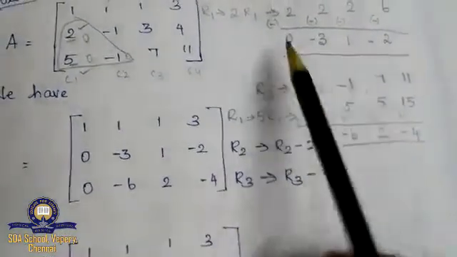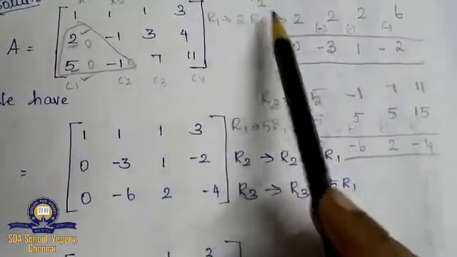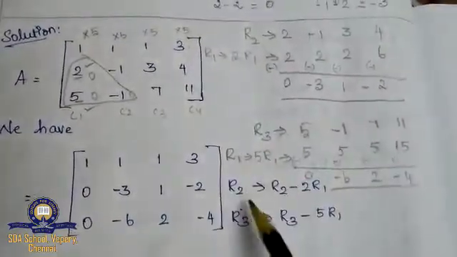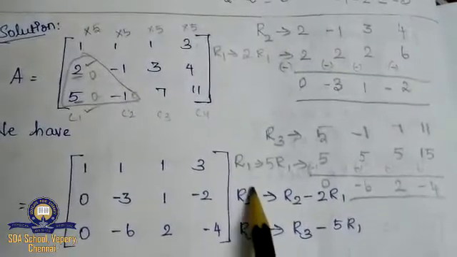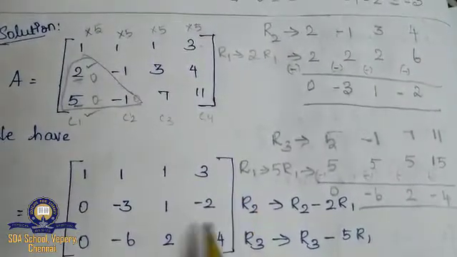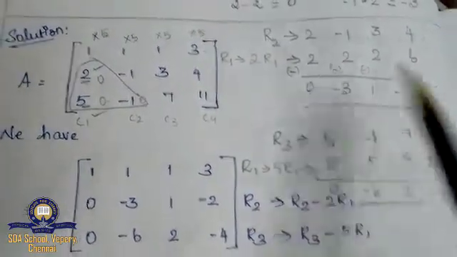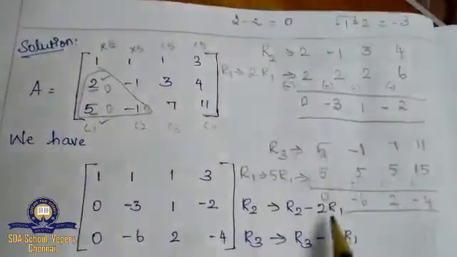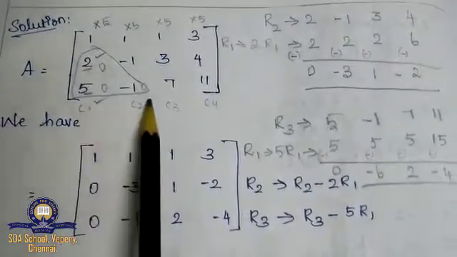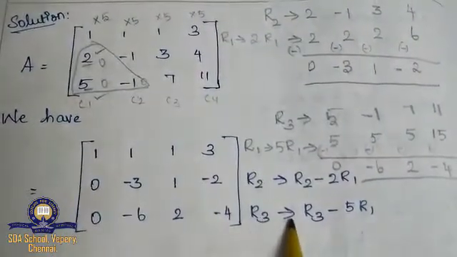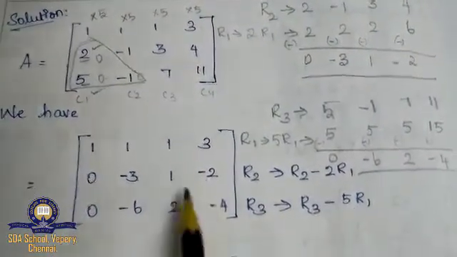Okay, so what are the methods you are doing here? What are the values you are going to write here? We have to write it here. So what I did first, R2. How did I make the new element? R2 becomes R2 minus 2R1. So I have written here R2 minus 2R1. And similarly for R3, what have you done here? R3 gives me R3 minus 5R1. This is my new element.